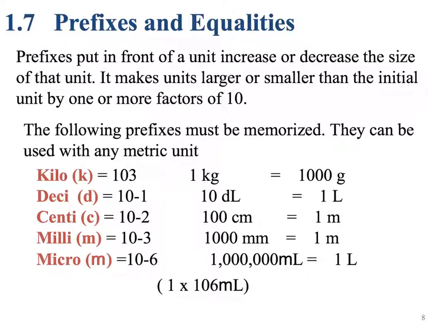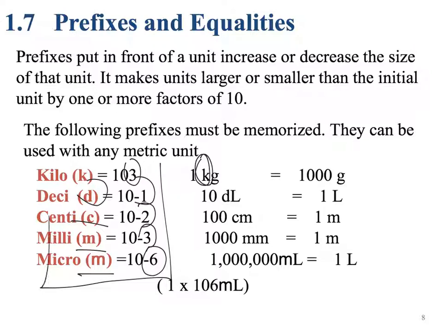So we will be doing prefixes and equalities. Prefixes are put in front of a unit to tell you to increase it or decrease it. For example, kilo is times 10 to the third, deci 10 to the -1, centi -2, milli -3, micro -6. All these prefixes over here need to be memorized for any quiz or exam.